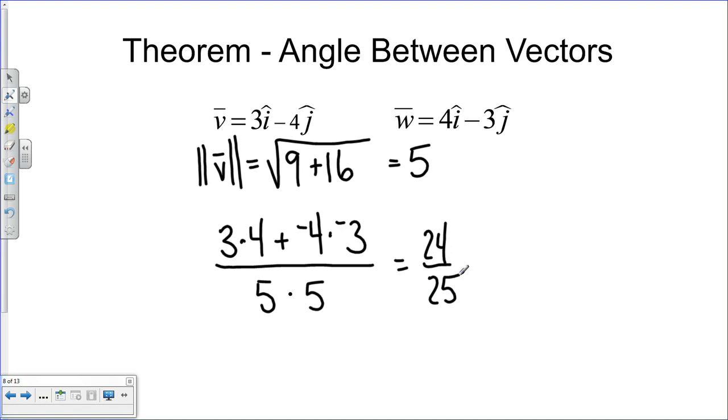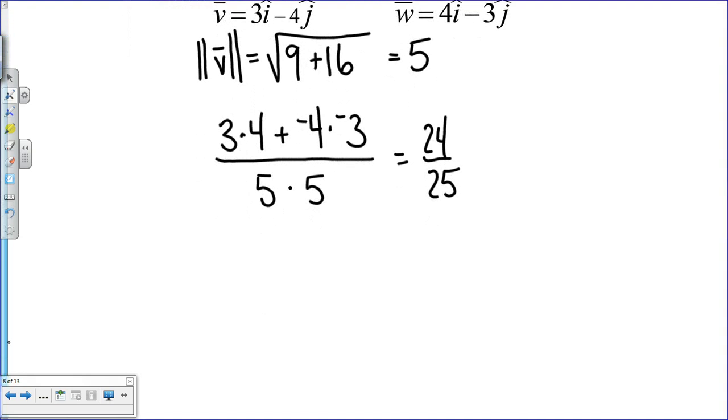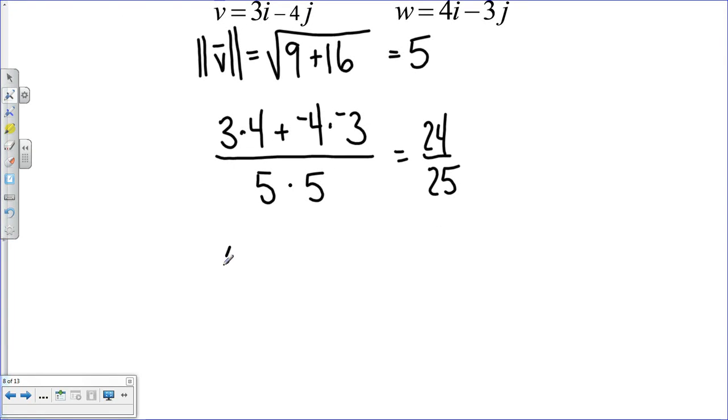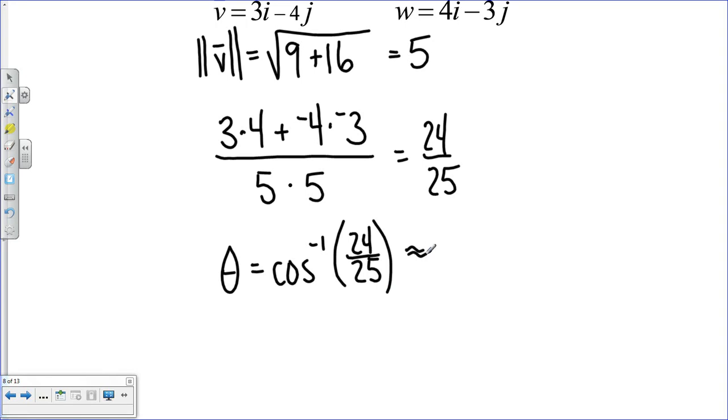So in order to find the angle between them, all I need to do is take the cosine inverse of 24/25. Now, that's not something you're going to find on your trig table. So plug it into your calculator. That's approximately 16.3 degrees. Okay.